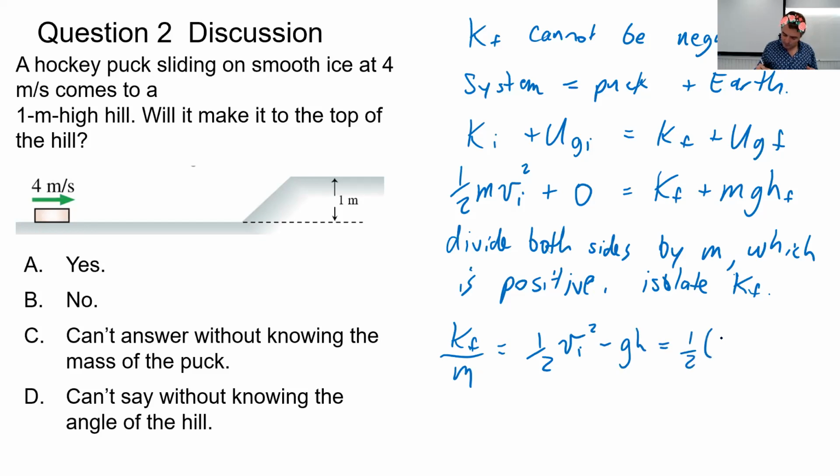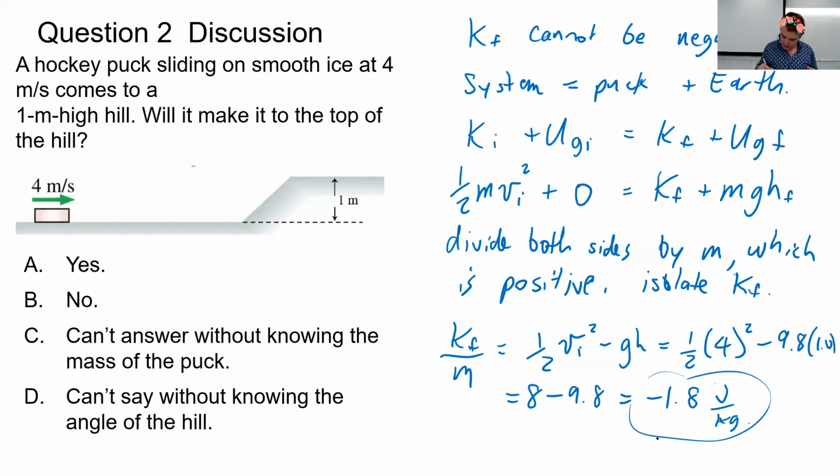It's 1/2 of 4 squared minus 9.8 times 1.0. So if you actually work that out, 4 squared is 16, half of that is 8, minus 9.8 is negative 1.8 joules per kilogram or something like that. So this is not possible. Kinetic energy must be positive. Mass must be positive as well. So if you get a negative number here, what it means in real life is that it's going to go up, turn around at less than 1 meter, and come back down again. It doesn't make it to the top of the hill.